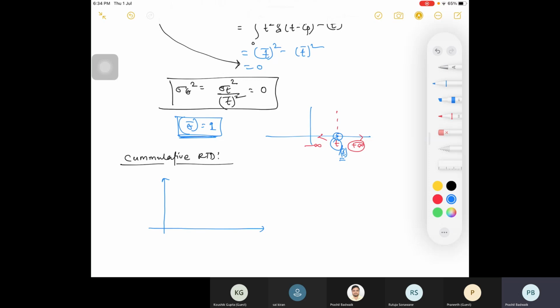Any guesses? Pranit? F of t equals the integral from 0 to infinity of E(t) dt. Yes, f of t is the integration from 0 to t of E(t) dt. Correct. And if you substitute your E(t), that is the integral from 0 to t of delta of t dt.